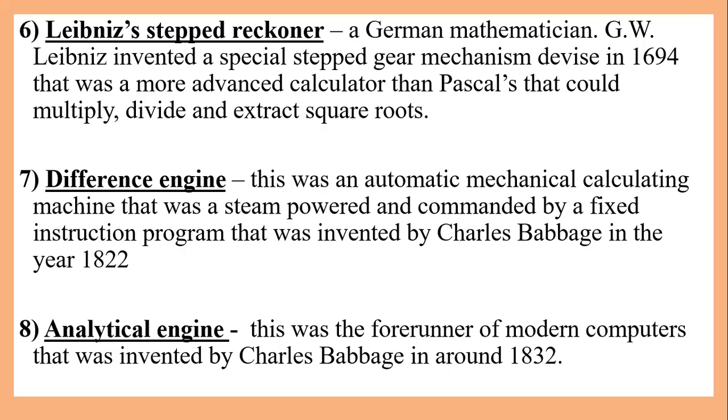After Leibniz's stepped reckoner, we moved to the difference engine. This was an automatic mechanical calculating machine that was steam-powered and commanded by a fixed instruction program that was invented by Charles Babbage in the year 1822. Later on, Charles Babbage developed an analytical engine in 1832, which became the forerunner of modern computers.